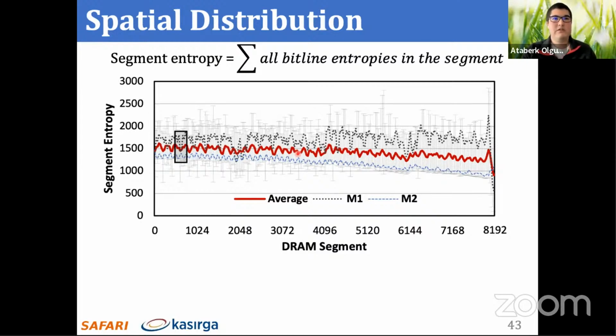There are 3 curves on this figure. The red curve shows the average segment entropy across all 17 modules. And the error bars show the maximum and minimum values we observe across all modules. The dashed blue curve and the dotted black curve represent 2 main entropy variation trends that we observe across all modules.